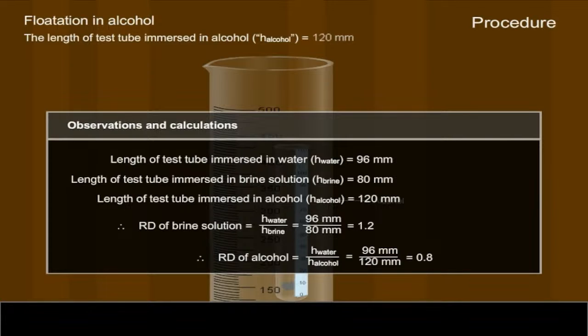And therefore, relative density of alcohol is equal to H water upon H alcohol, which is equal to 96 mm upon 120 mm, which is equal to 0.8.